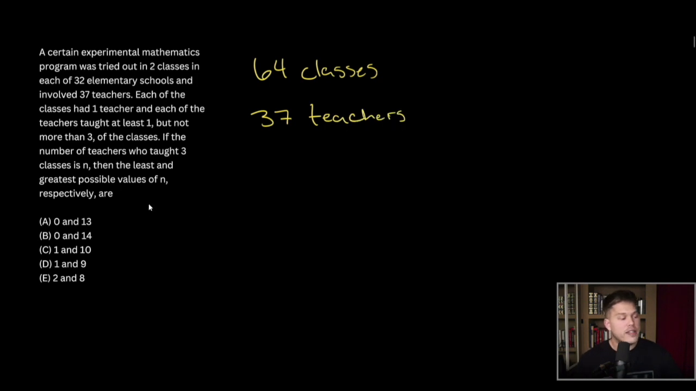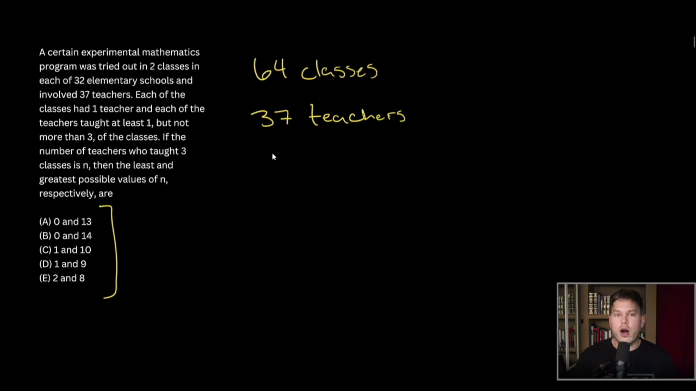All right, and we're asked to find the number of teachers which taught 3 classes. We're asked to find the minimum value and the maximum value. So looking to my answer choices, I see that 0 appears as a minimum. So let's check 0.